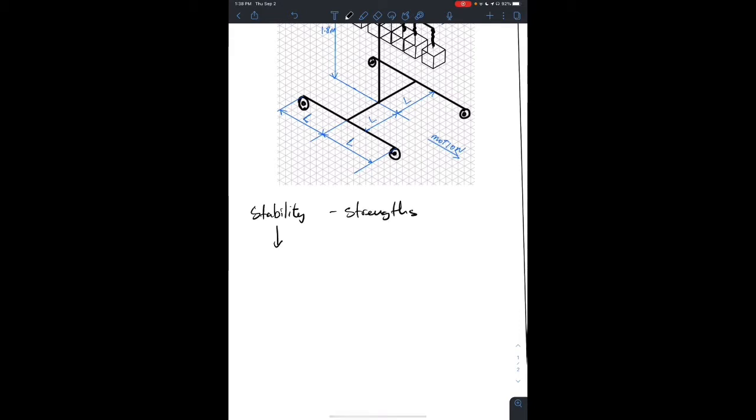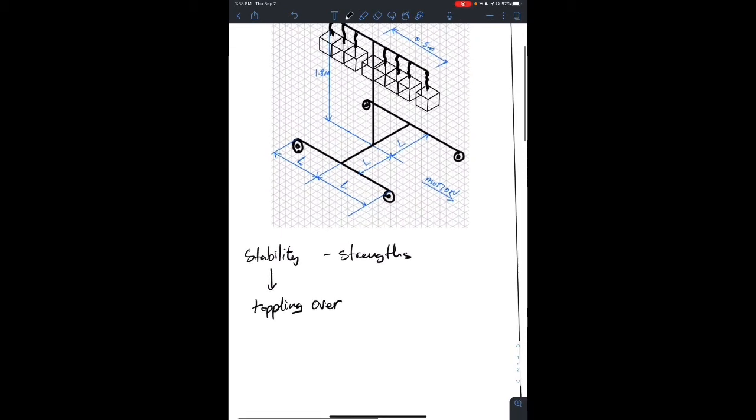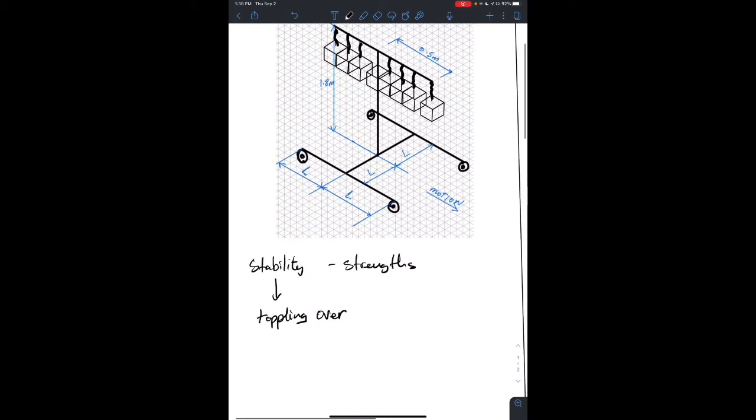Stability has to do with the entire thing toppling over. For example, if we push this cart, when loaded, will it tip over above these wheels here if we push in this direction? That's what stability checks are about. And the other one is the strength calculation.